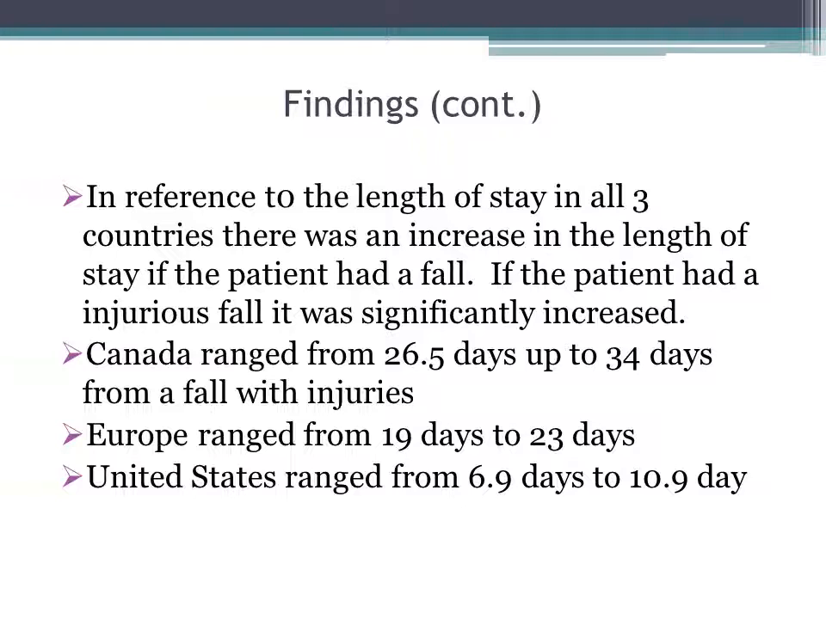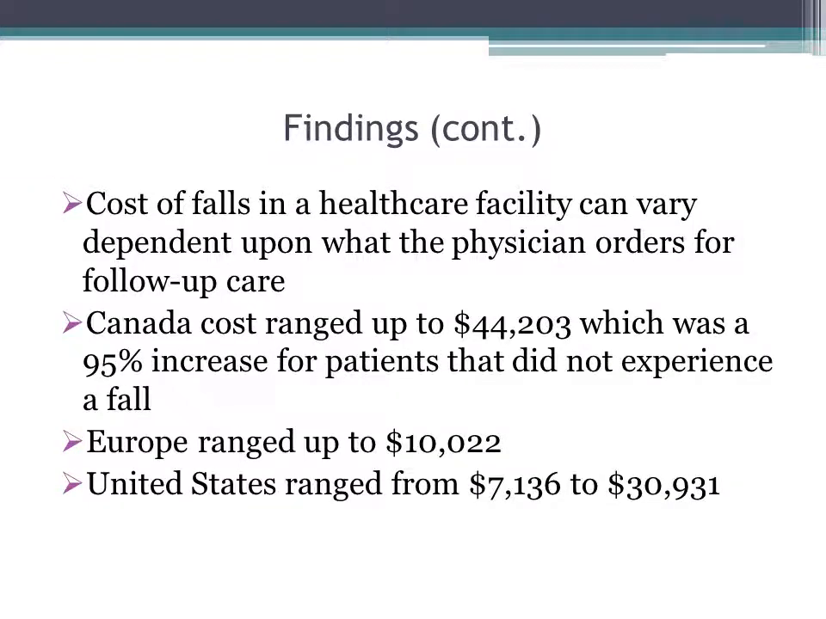When you look at the numbers, the United States was less than Europe, and Europe was less than Canada. What played into those factors? There were some factors in reference to whether they had insurance or didn't have insurance, but there really weren't any definitive guidelines for that.